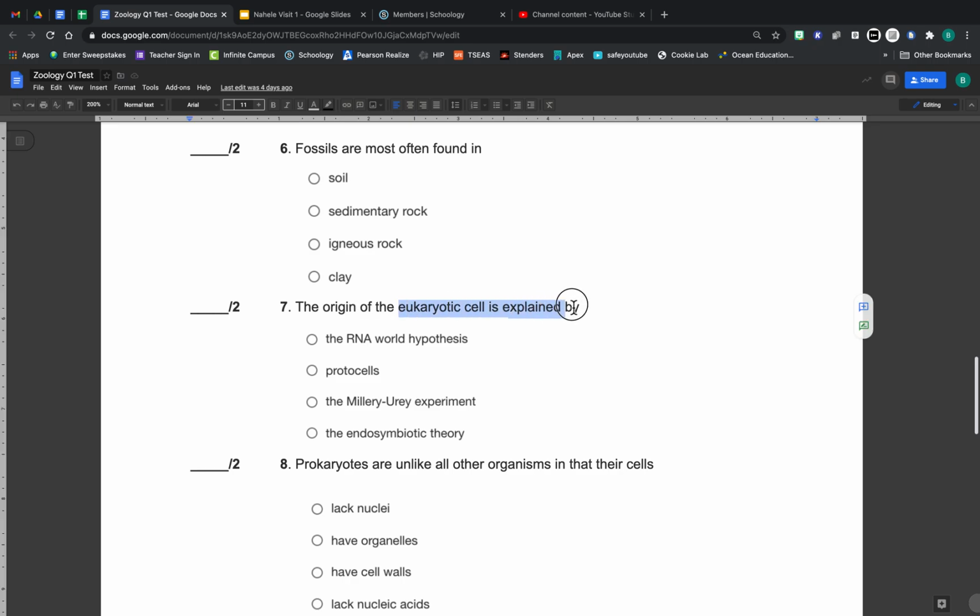The origin of the eukaryotic cell is explained by the endosymbiotic theory. Remember, we listened to that Cell Mates podcast on this, and we also had that reading. Endosymbiotic meaning that there were two different types of cells, and one ended up inside the other and they live symbiotically. Remember, endo means inside, symbiotic means living together, and they're both benefiting. Over time, we think what we now know as the mitochondria developed inside another cell. So that's how we think we got the eukaryotic cell.